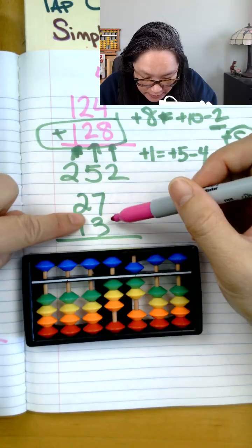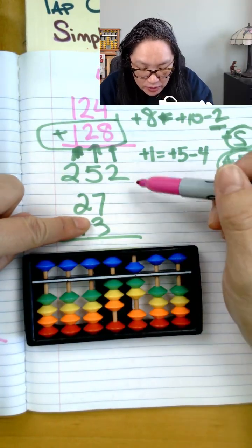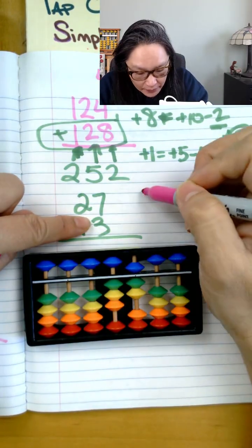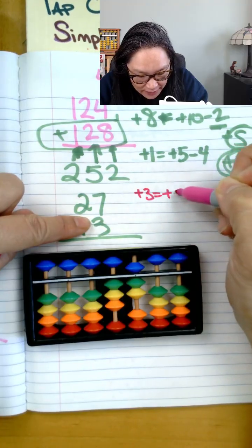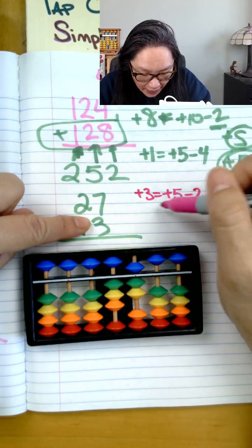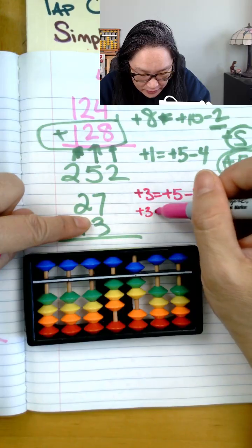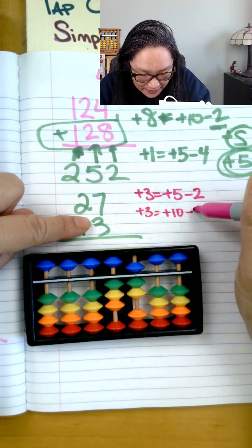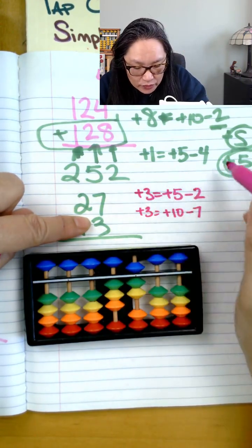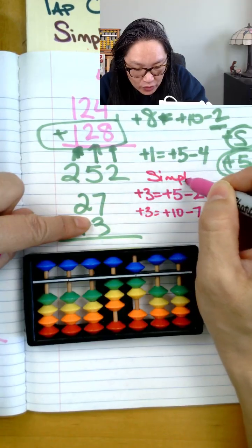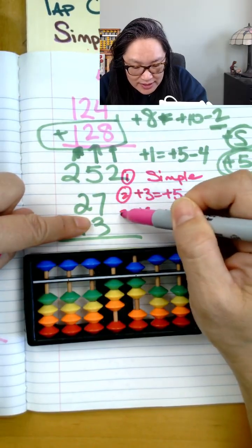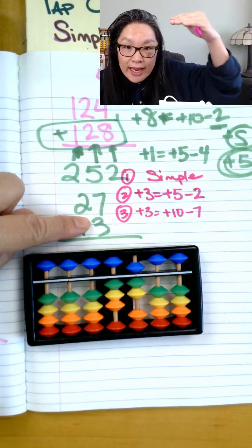Okay, so this is a nice question because now we can talk about it. Adding a 3, there are 2 ways to add a 3. The first way is plus the 5 minus 2. The second way is plus 3 is equal to plus the 10 minus 7. So those are the 2 ways. The first way is what we call simple, meaning we have no formulas. This is step 1, this is step 2, this is a checklist. Can we do it? If we can, how do we do it?